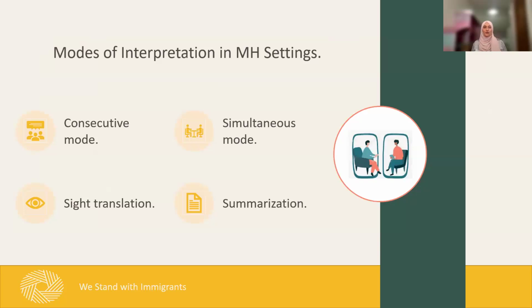I will now move forward to give an overview about modes of interpretation in mental health settings, explain each one, and give an example of when each mode can be used. It's really important not only for the interpreters that learn these modes, but also for the clinician who are present in the session and want to understand more, and also for you to understand these types of modes.